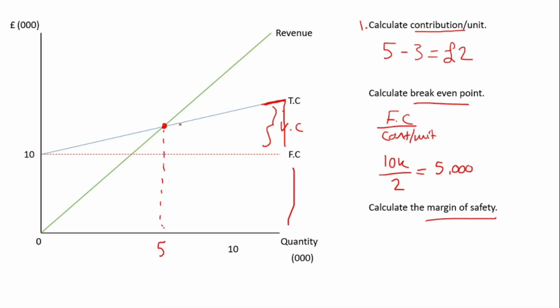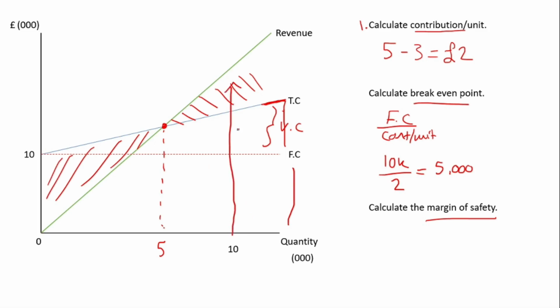So anything above 5,000 units will give us a profit, and anything below 5,000 units will give us a loss. Because the business has sold 10,000 units, they have made a profit, as this is more than the break-even output in terms of units.